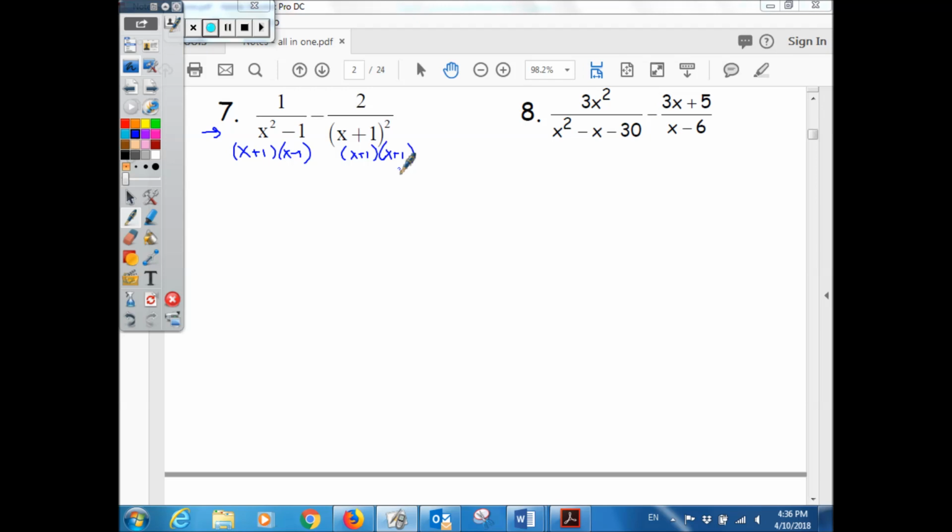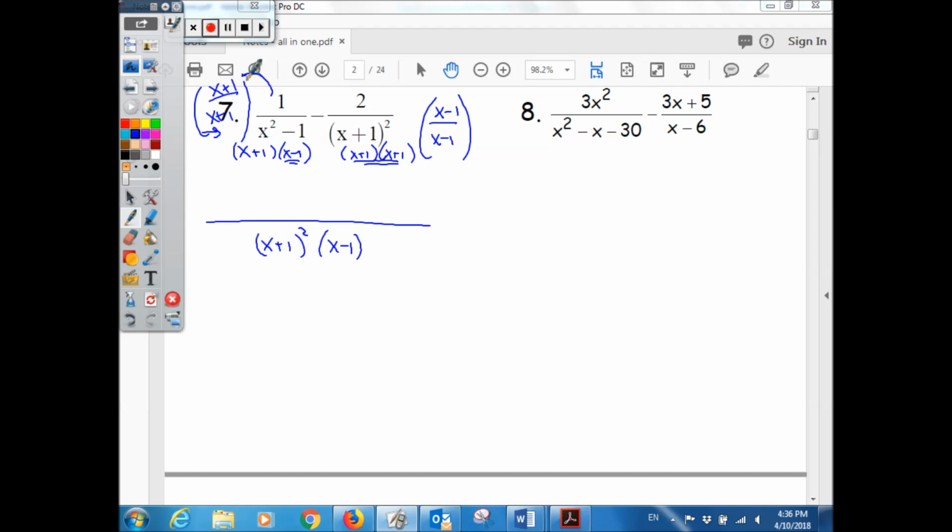So I need 2 of the x plus 1's, and then I need to add the x minus 1 to the mix. So x plus 1 squared times x minus 1 is going to be my common denominator. Now, multiplying numerator and denominator by whatever factor was missing in the denominator, I'm going to need to multiply this first one by x plus 1 over x plus 1. The second one I need to multiply by x minus 1 over x minus 1.